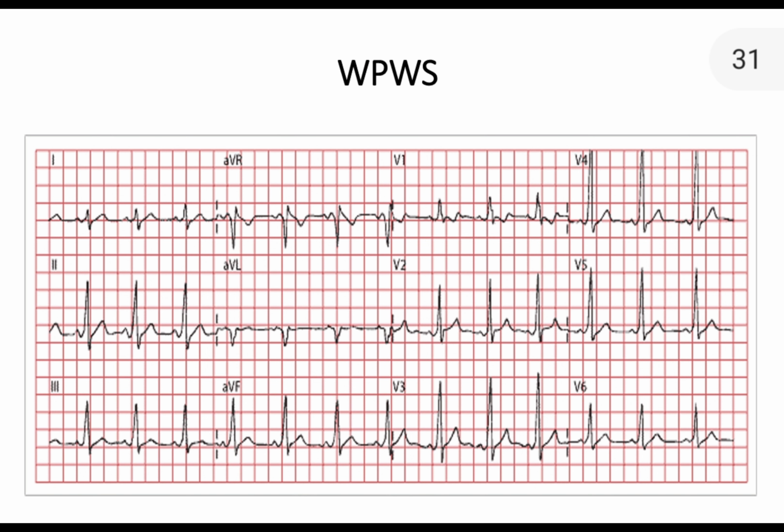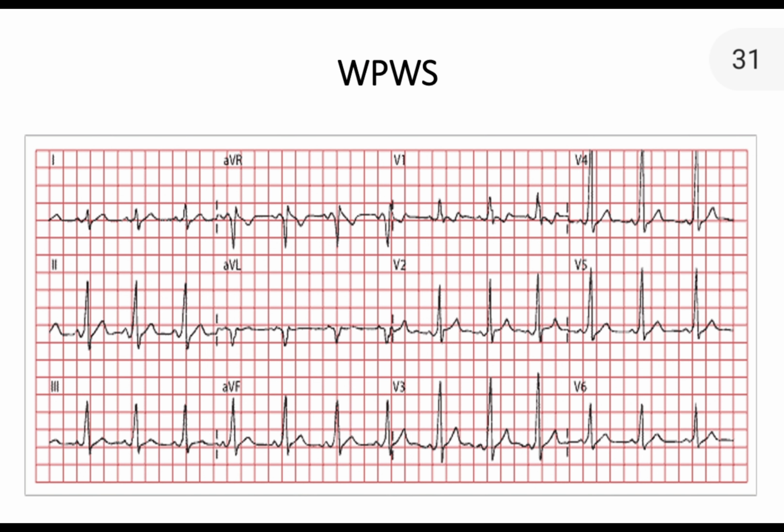Short PR interval. The PR interval, which represents the time it takes for electrical impulses to travel from the atria to the ventricles, is shortened, less than 120 milliseconds. This is because the accessory pathway bypasses the normal delay that occurs in the AV node.